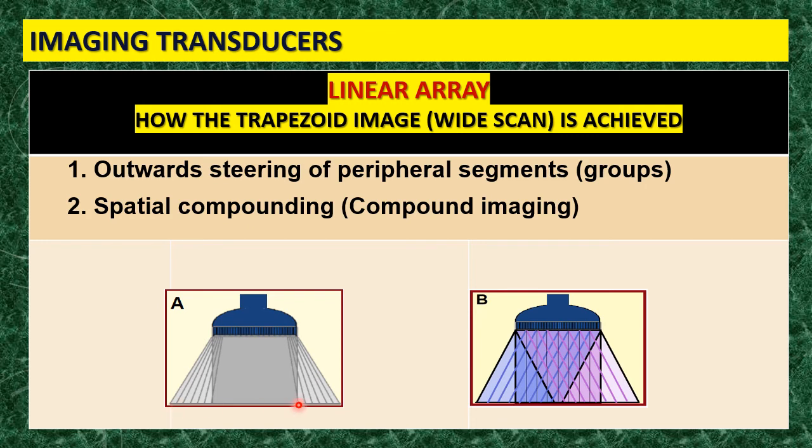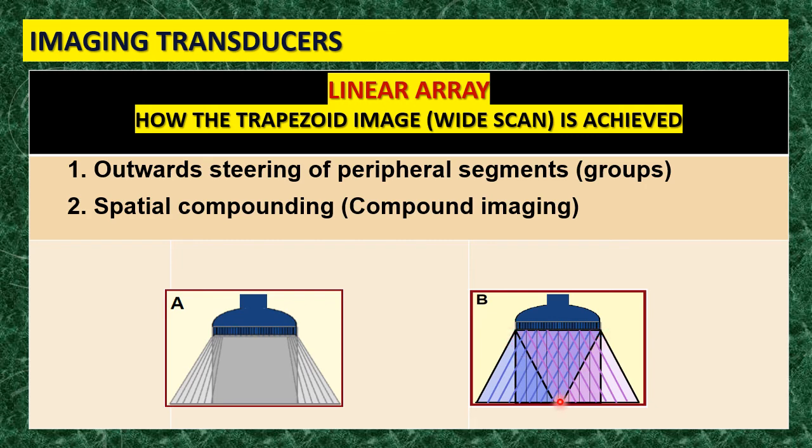Okay, so this is not a separate transducer. I just want to emphasize this. The one that has a trapezoid image is not a separate transducer. It is another application or another function for the linear array transducer. So one of the ways is we get outward steering of the peripheral segments. Okay. The second method is, like we mentioned, spatial compounding.